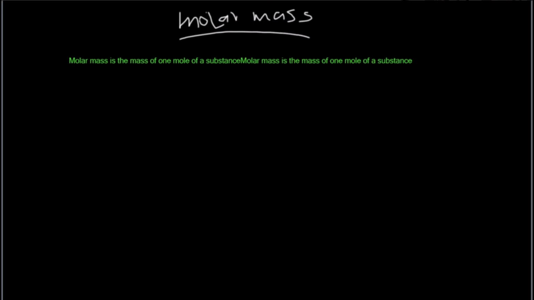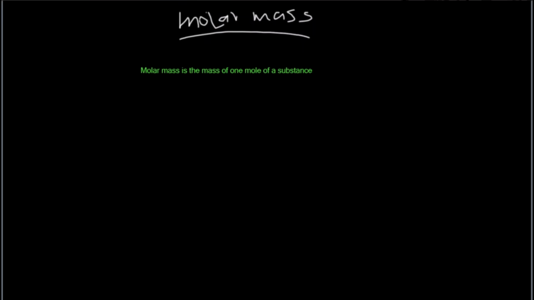Okay, so on the script written on the sheet, we are saying molar mass is the mass of 1 mole of substance. So it's just repeated. Molar mass is the mass of 1 mole of a substance. So that's molar mass.